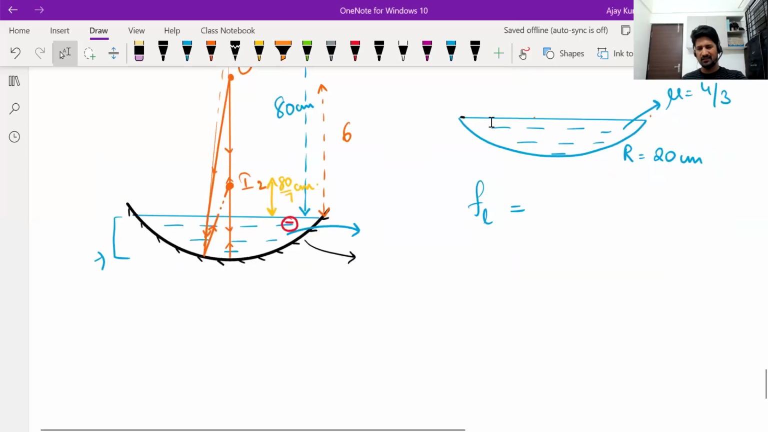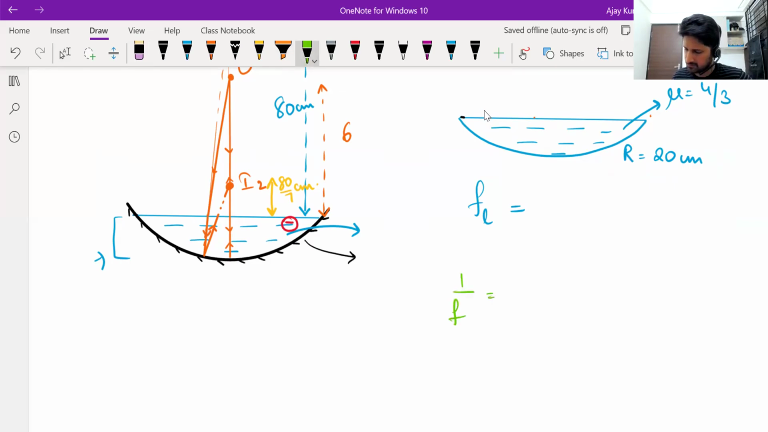I got only one answer, and always Anugrah is the only one giving answers. Rishi, tell me the lens maker formula. Sir, 1 by F is equal to N2 minus N1 by N1 into 1 by R1 minus 1 by R2. Okay.